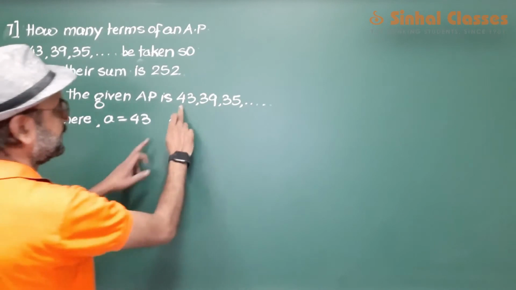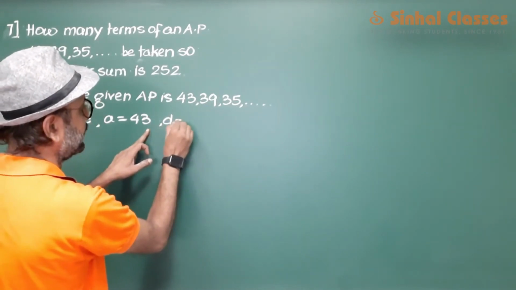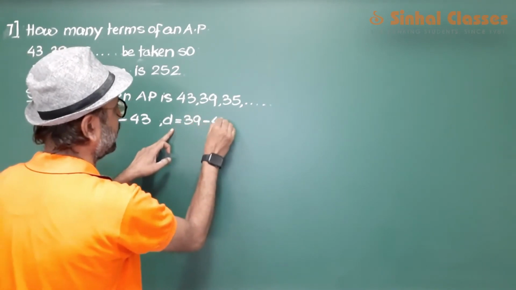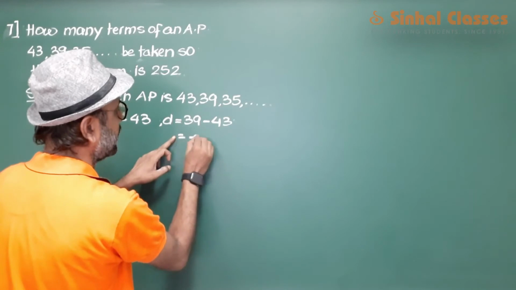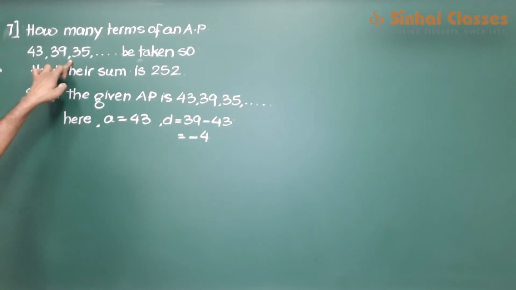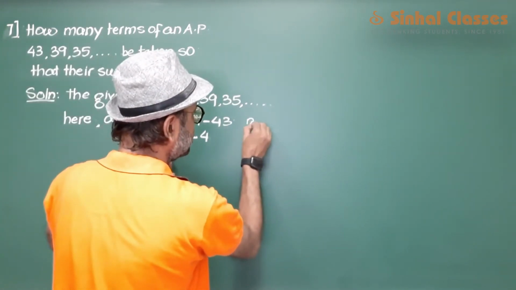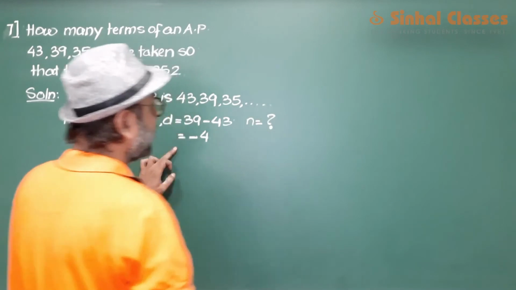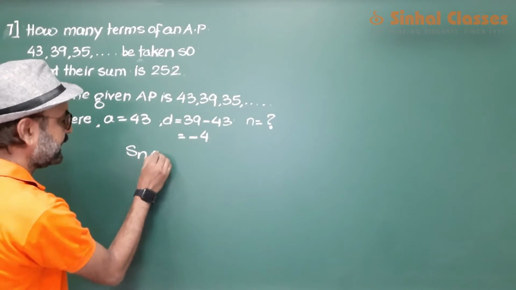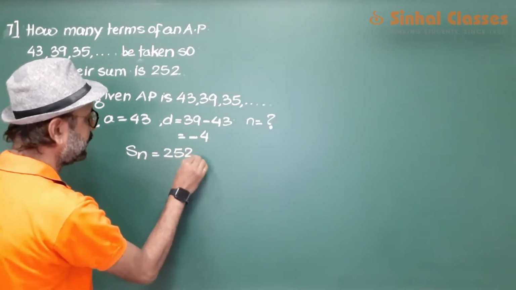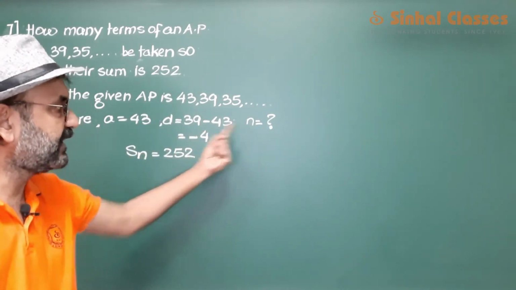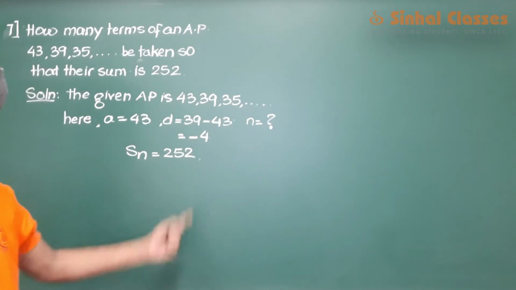a is 43, the difference between two consecutive terms, 39 minus 43, latter minus former, is minus 4, and we don't know how many terms are to be taken, so n is not known to us, but we know that the sum should be 252, so Sn has to be 252. A is given, d is known, and Sn is also provided. The sum should be 252.